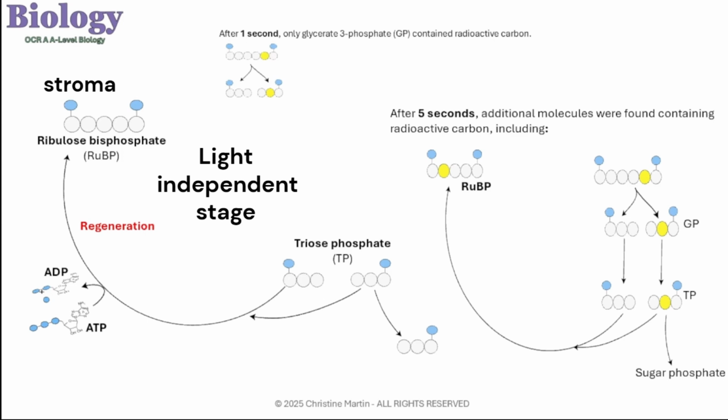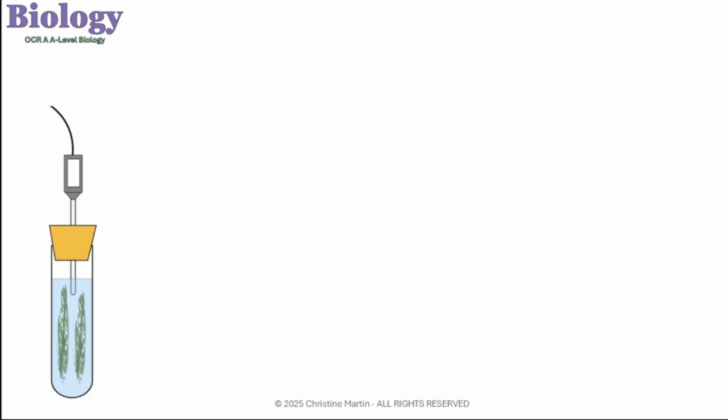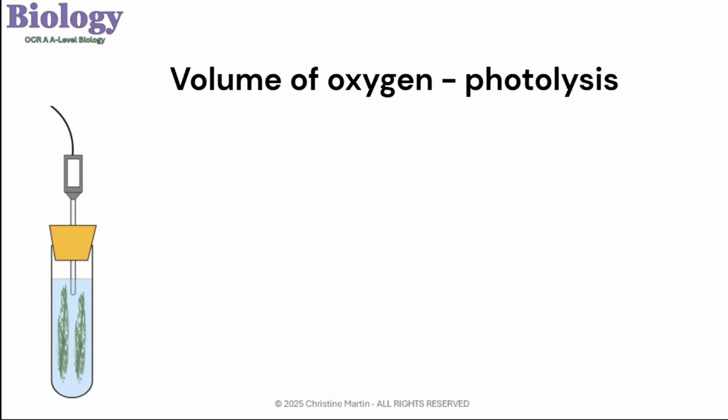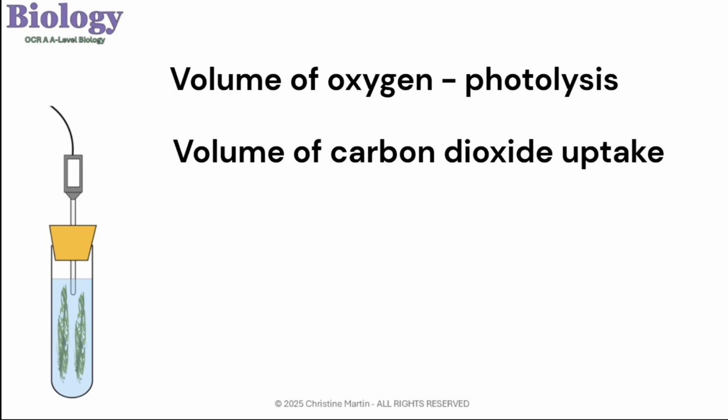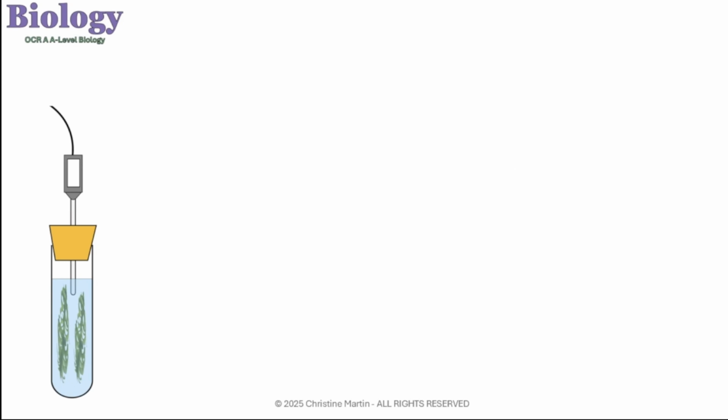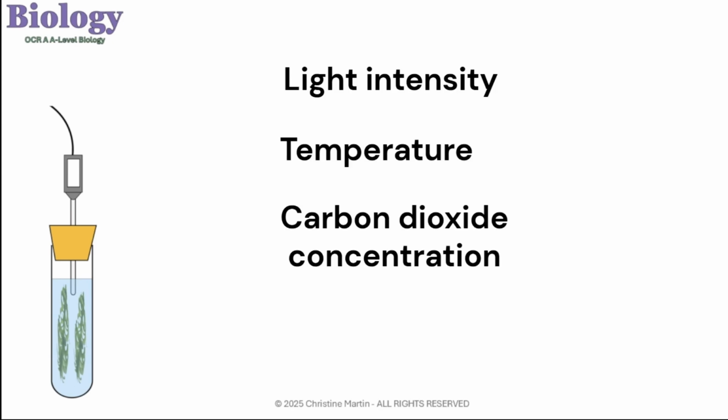Now, the rate of photosynthesis can be measured in several different ways. We can measure the volume of oxygen produced during photolysis in the light-dependent reaction. We can measure the volume of carbon dioxide taken up, indicating the carbon fixation in the light-independent reaction. Or we can measure it indirectly by measuring the increase in biomass resulting from the conversion of triose phosphates into stored organic compounds. Now, environmental factors such as light intensity, temperature, and carbon dioxide can affect the rate of photosynthesis.